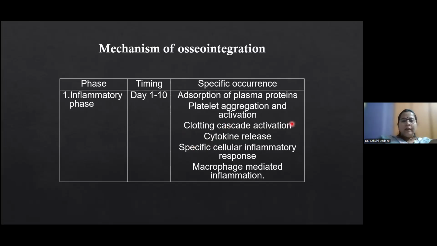So, mechanism of osseointegration. The first phase is the inflammatory phase, which occurs on day 1 to 10 after placing the implant. In this, there will be adsorption of plasma proteins, then platelet aggregation and activation, the clotting cascade will get activated, cytokine release will occur, then a specific cellular inflammatory response is seen, and then macrophage-mediated inflammation. So this comes under the inflammatory phase, and the timing is day 1 to day 10.